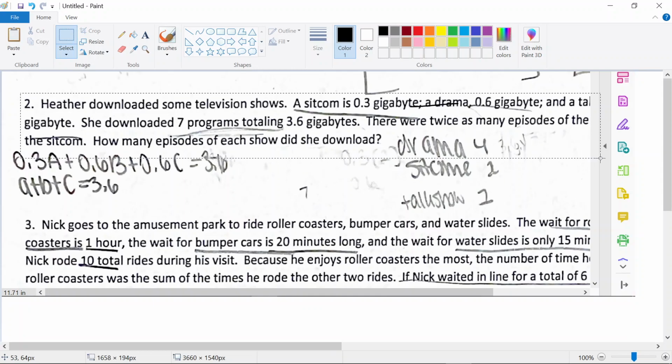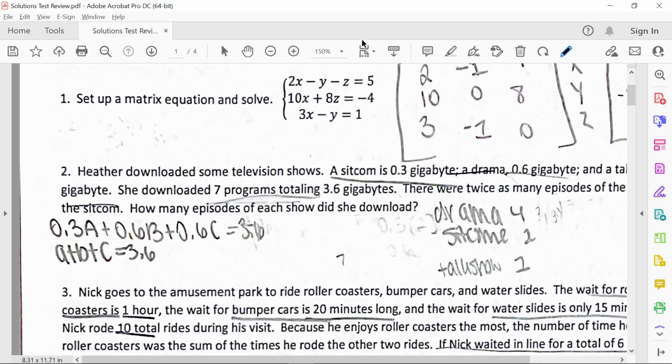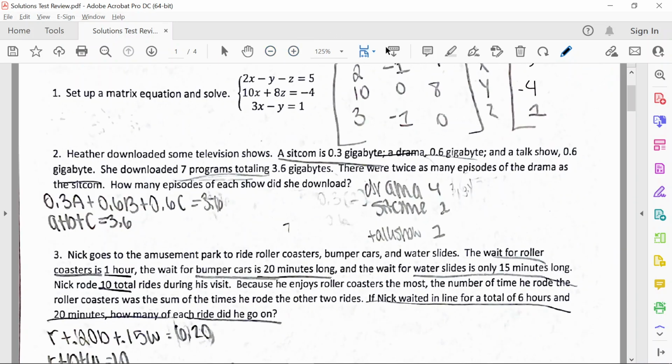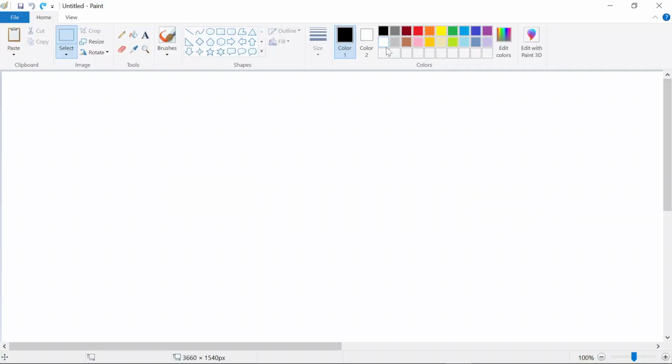So let me take, okay, that's not going to work. I guess I have to make this smaller. There we go. Hold on, just be patient. I'm putting it over here.